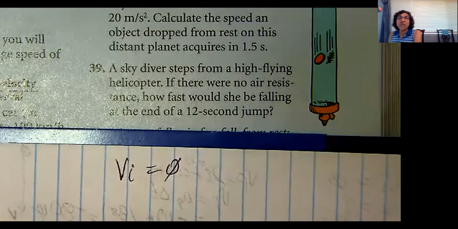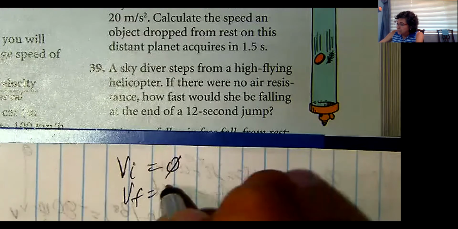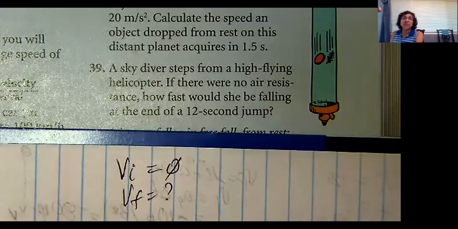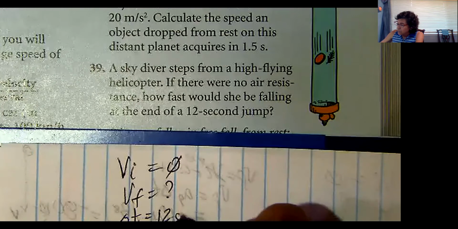All right, how fast would you be falling? What does that mean? That would be a speed. How fast? But it's velocity if you're going to show direction. And we are talking velocity here. How fast you're falling. So we want to know what v final is again. And it tells you 12 seconds. So we know delta t is 12 seconds.